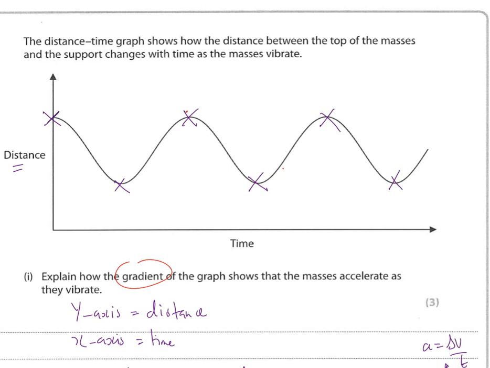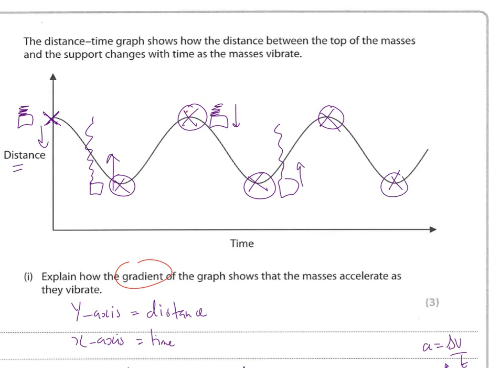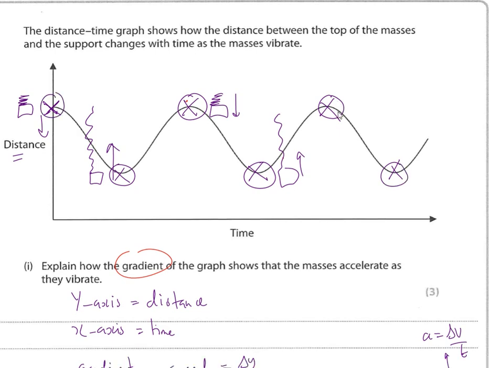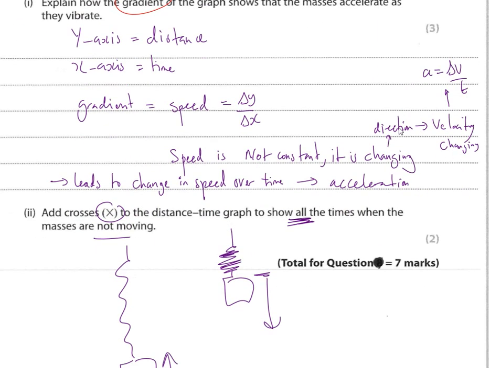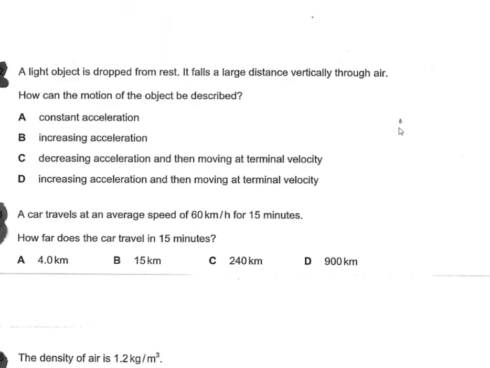So every time it reaches this point, it stops and then it goes down. When it goes down here, that's when it is extended, and then it goes up. Here again, it is squeezed together, and then goes down, and then it goes up. So at these points, that's where it's not moving, because it had to stop before it changes direction. Okay, so these points are 1, 2, 3, 4, 5, 6. Six points. Okay, good. Now let's take a look at this one here.